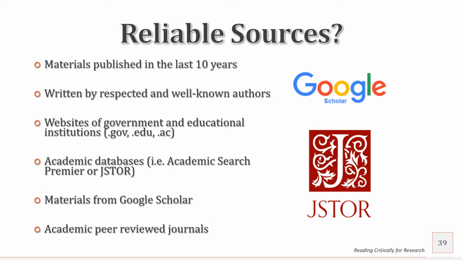Also, try to steer away from websites that end in .com, .ca, or .org. You're going to want to find things published by educational institutions or government websites. So things that end in .edu or .ac are really good examples of where you can find some good, reliable information. Also check out some academic databases. So places like Google Scholar or JSTOR are incredible and have lots of academic peer-reviewed journals to go from.